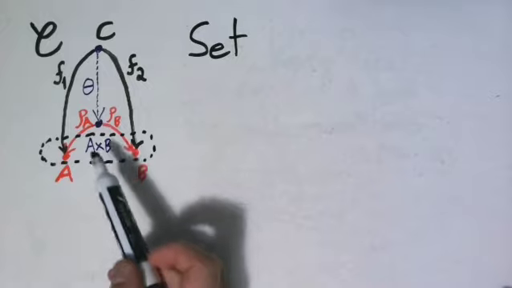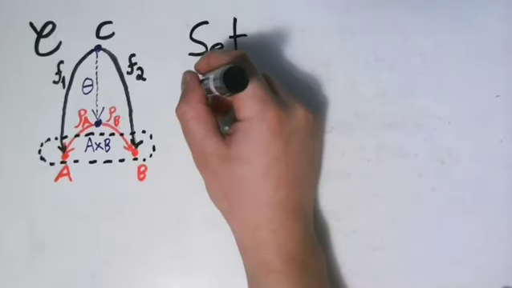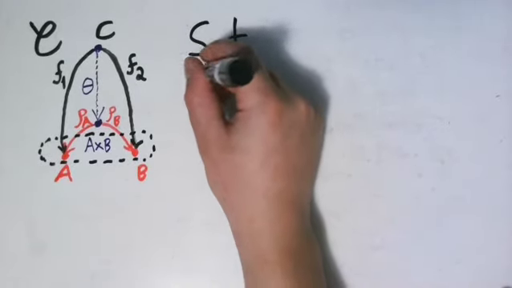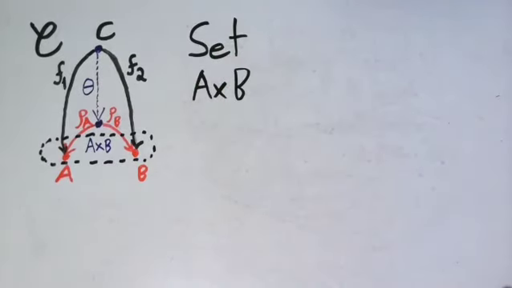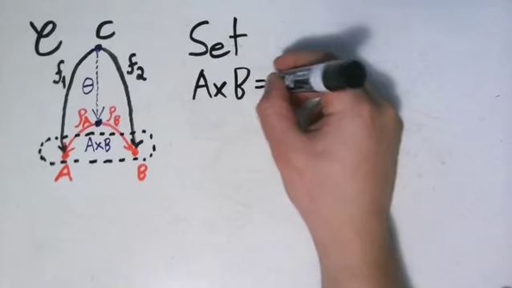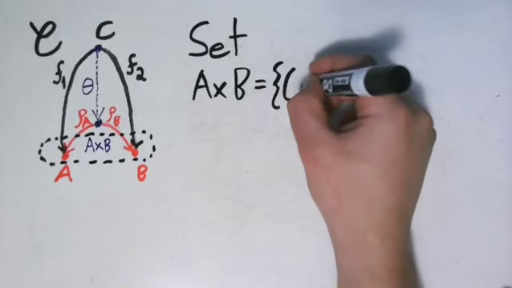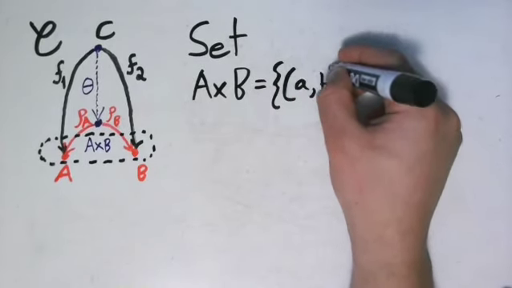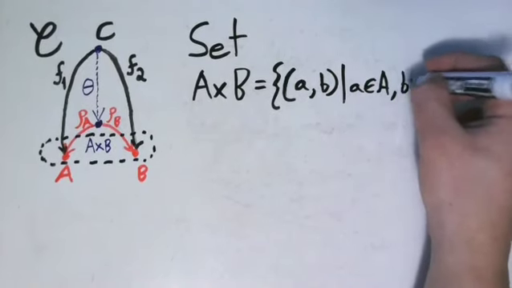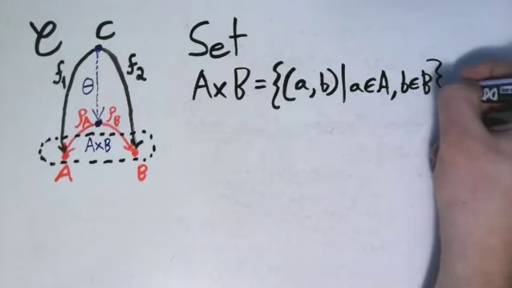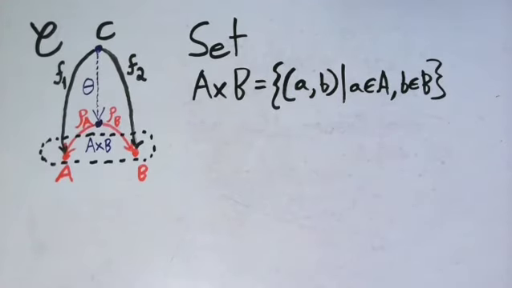So we'd have our product A cross B. And what is A cross B? Well, A cross B is the set of all ordered pairs (a, b), where a is in A and b is in B. Pretty straightforward, right? This is the usual Cartesian product of sets that we're used to, of two sets in particular.